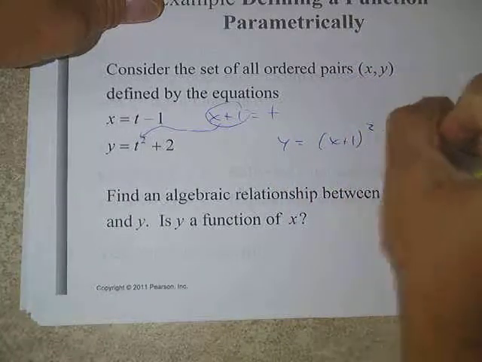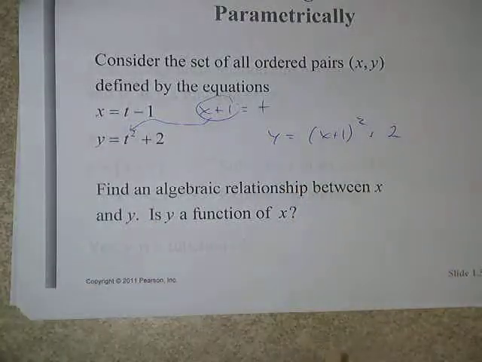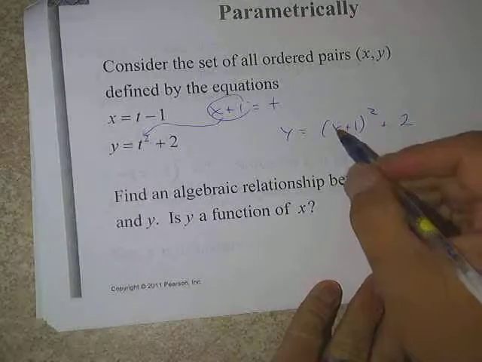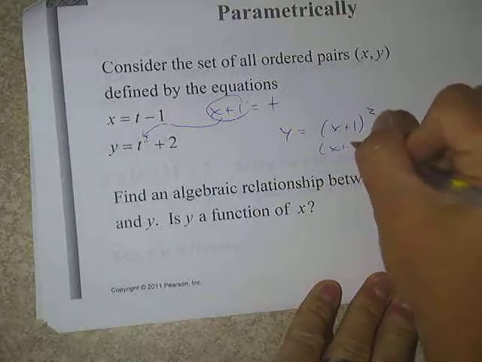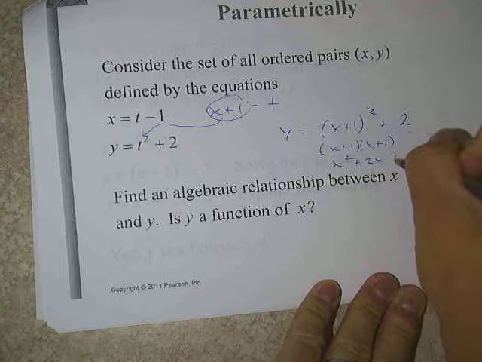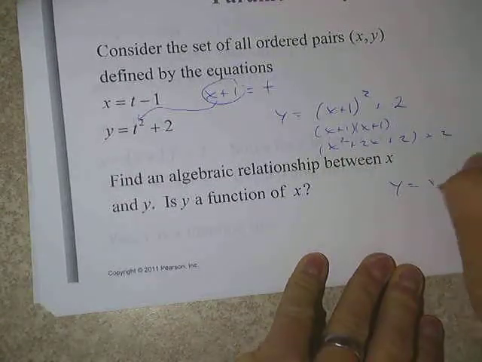And then ultimately, what could we do with that? We could substitute it into the y equation for the other t. True? So if we did that in this case, our new equation for y would be x plus 1 all squared plus 2. And what have I done here now? I set out to get rid of t, and what did I just do? I got rid of t. I got one equation that has two variables instead of two equations that has three.